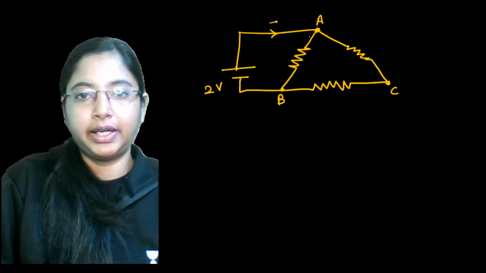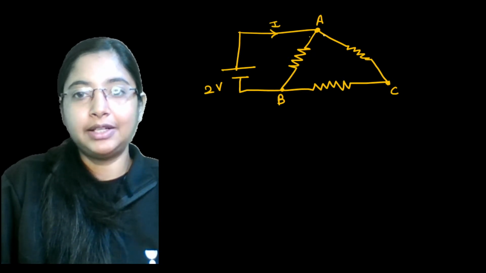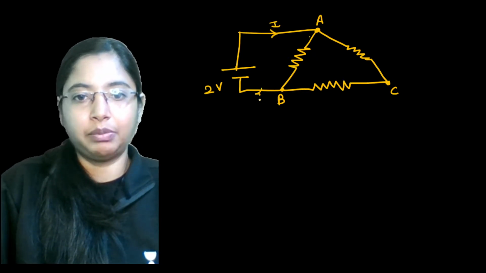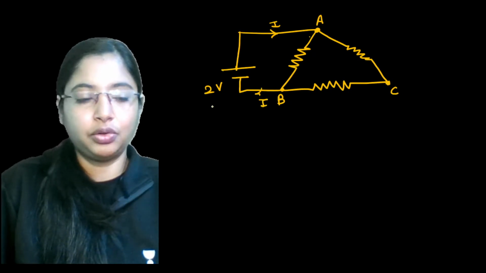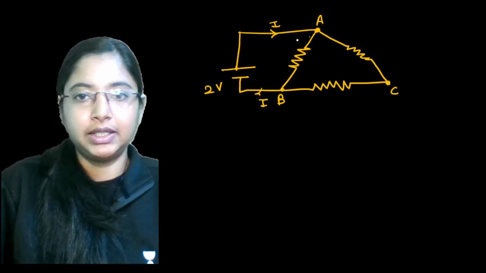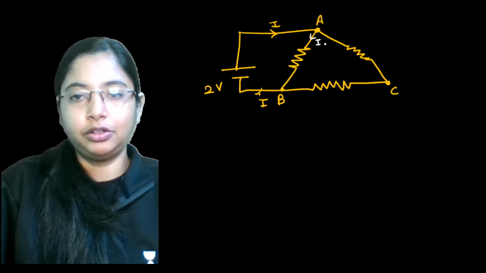It will branch out, with current going through this arm, and it will branch out over here, and come out over here. So as it goes in, the current I gets divided into two branches, I1 and I2.